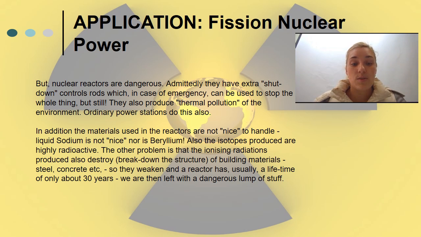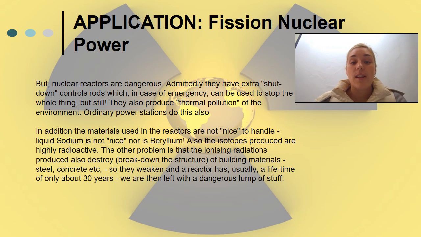In addition, the materials used are not very nice to handle. Liquid sodium, heavy water, beryllium, and all the isotopes that are produced are also very highly radioactive. So they're not nice materials to be contained within a nuclear reactor. The other problem is that the ionizing radiation produced by the nuclear fissions also breaks down and destroys the structure of the building materials. The steel and the concrete used to make the nuclear power plant get weakened and broken down over time. So as a general rule, nuclear power plants only have a lifetime of about 30 years.